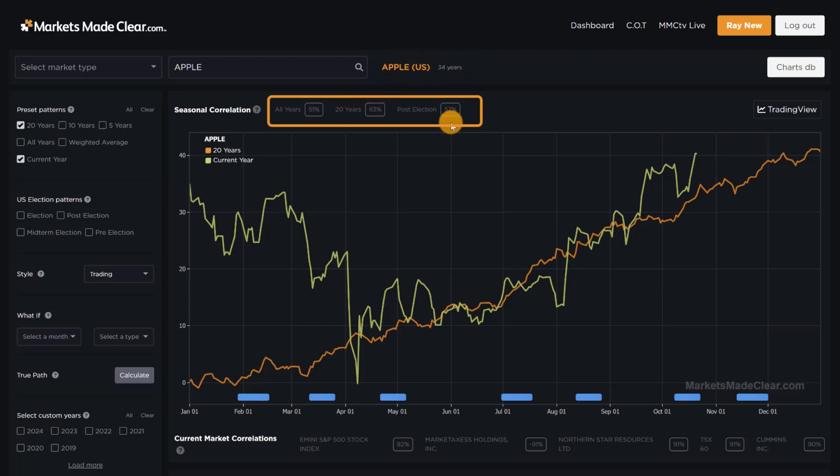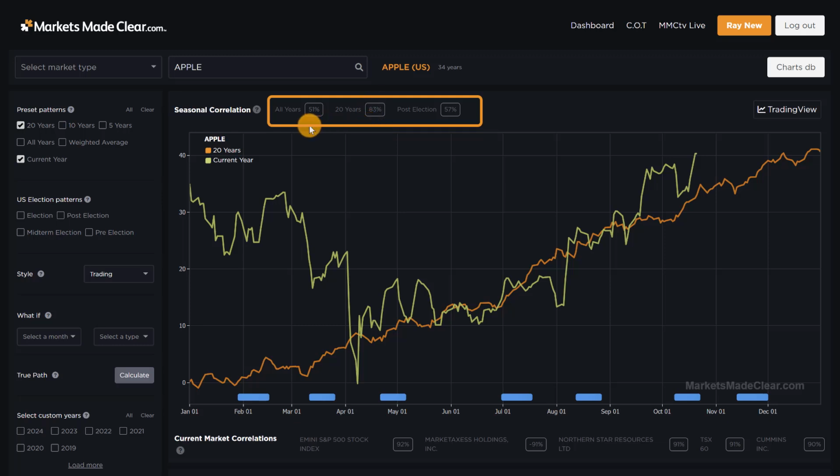And the other pattern is the post-election pattern. That's the 4-year US election cycle pattern, and the current year being 2025 is a post-election year. So that is the current election cycle year being tracked. Its correlation is positive 57%. The all-year pattern is also in the 50s, sitting at 51%. So all 3 are actually strongly positively correlated, with the 20-year being the strongest at 83%.